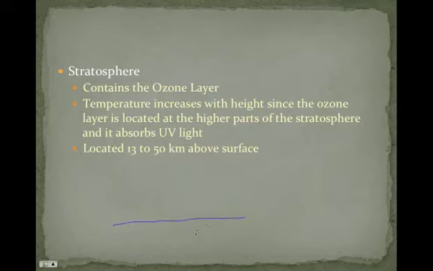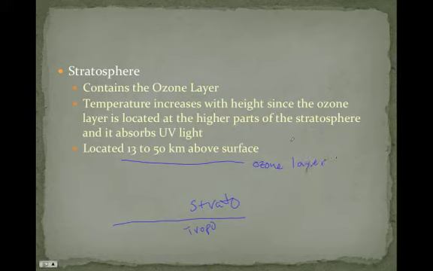The ozone layer is at the top of the stratosphere. So let me kind of draw here. Down here we have the troposphere, and then we have the stratosphere, and at the top of the stratosphere, up there is where we find the ozone layer. Now, the ozone layer is not a layer of the atmosphere. Instead, it is just an area where we have a high concentration of ozone.